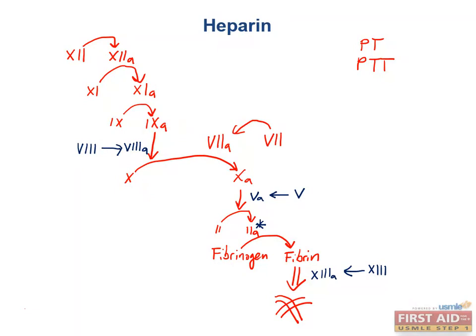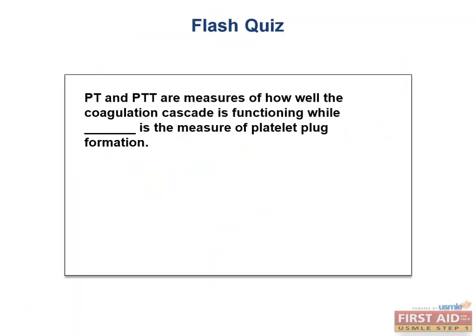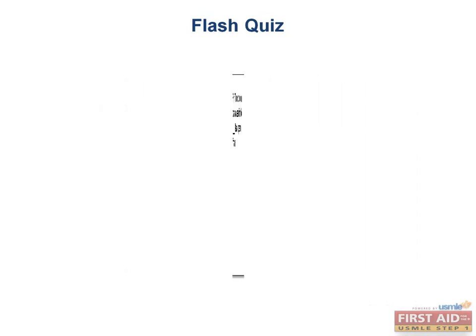The other way to recall this information would be with our mnemonic WEPT for warfarin. Knowing that warfarin works on the extrinsic pathway and is followed by the PT lab test, we can remember that heparin is the opposite and functions mainly on the intrinsic pathway and is monitored with PTT. For a quick review, PT and PTT are measures of how well the coagulation cascade is functioning. PTT for the intrinsic and PT for the extrinsic, while blank is the measure of platelet plug formation. That would be bleeding time.